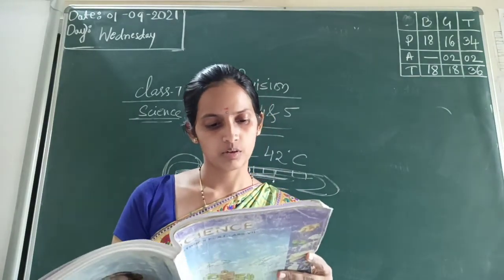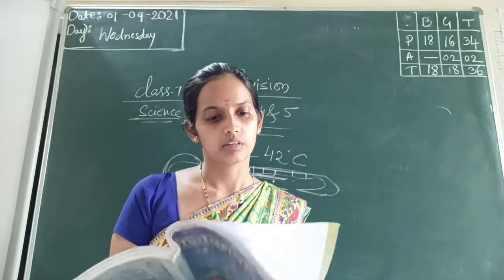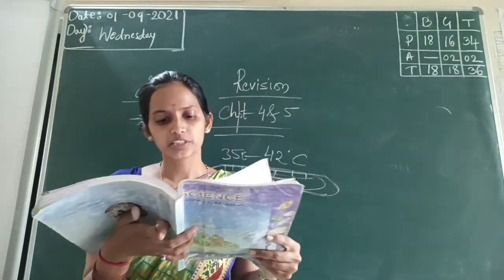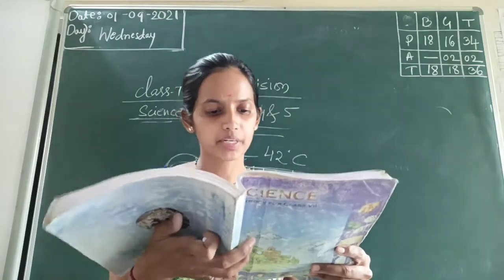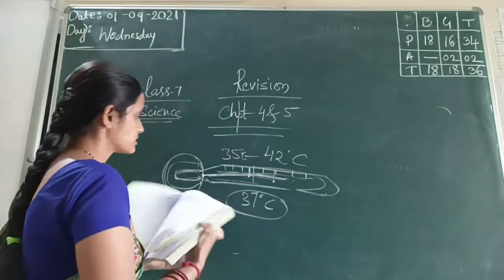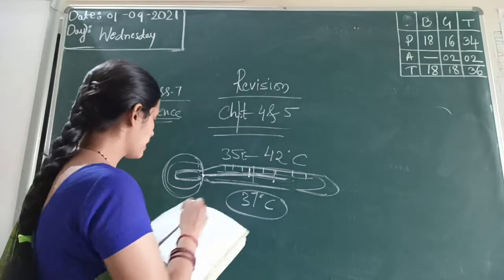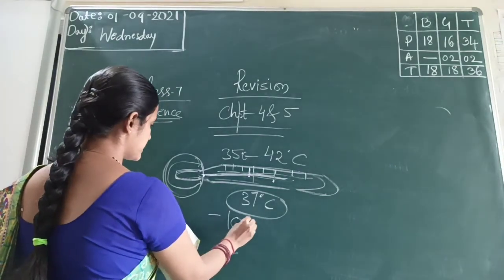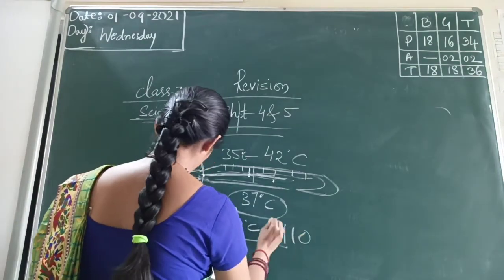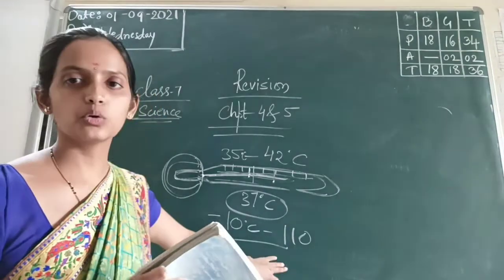Then what is the next part? That is your laboratory thermometer. So what is the range? The range of a laboratory thermometer is generally -10 to 110 degrees Celsius. As the clinical thermometer has 35 to 42, the laboratory thermometer will start the reading from -10 to 110.